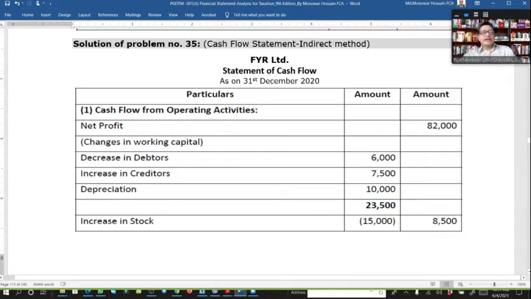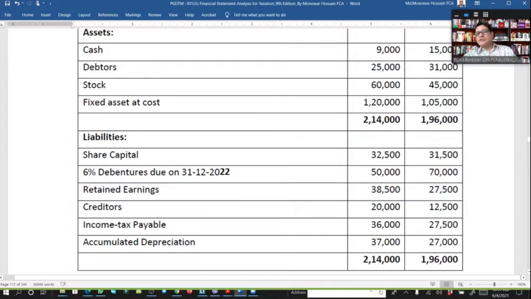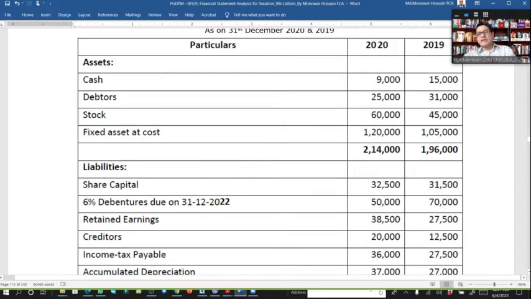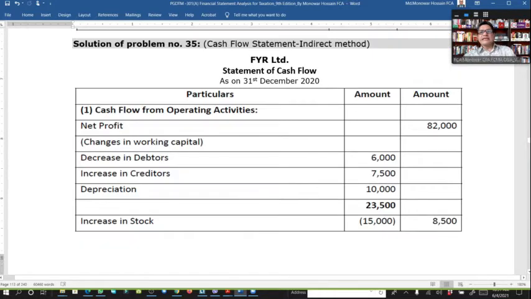the debtors. Increase in creditors. Look here, in our creditors, it was 12,500. We have to pay the creditors, and the creditors increased. The difference means that we did not pay the money to the creditors. So the increase in creditors, that amount is also added here.